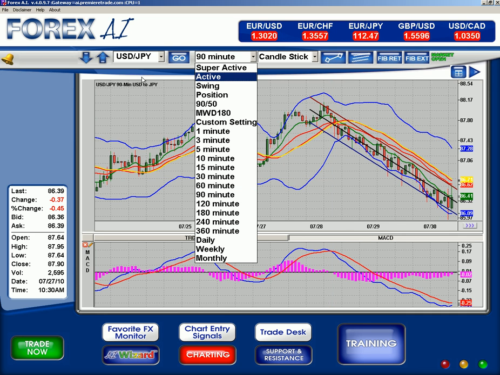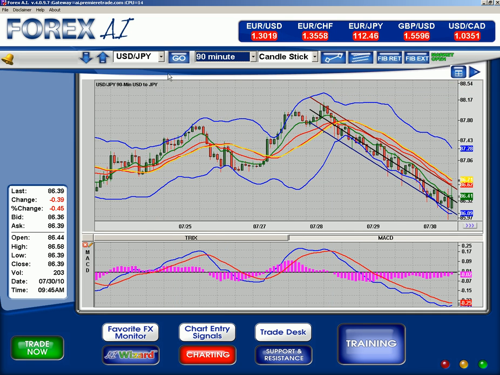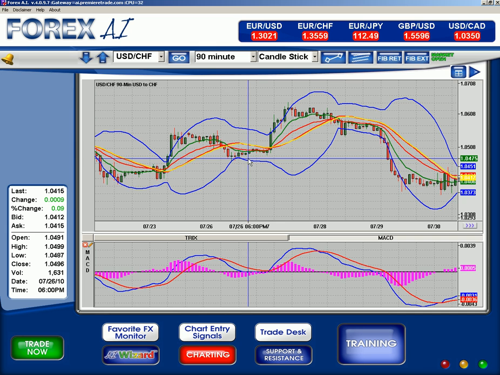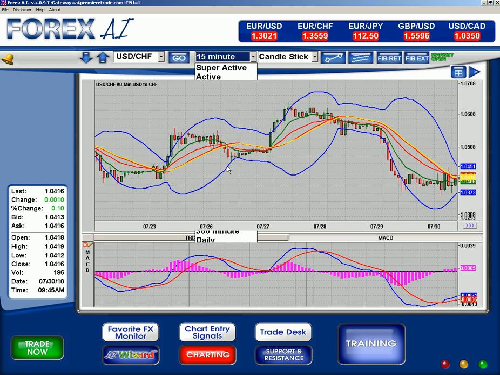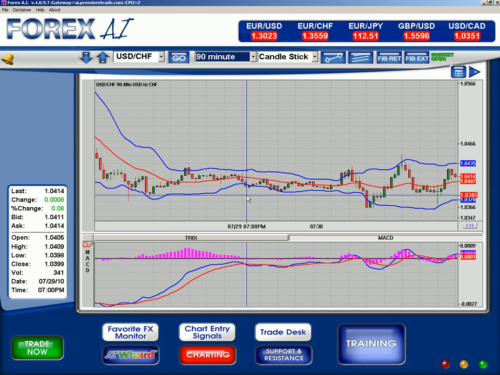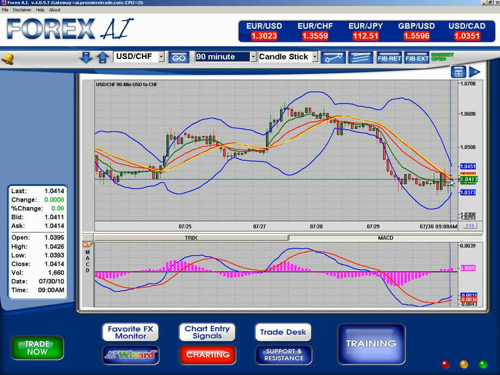Taking a look at the next pair on the list, we're going to look at the US dollar Swissy. What we're looking for on this one is a breakout. As we take a look on the 15-minute chart, you can clearly see that this has been just kind of running to the right. It is in a range right now, and we're looking for it to break out of this so that we can get a continuation of the move or a reversal. At this point, we're right on the cusp, so it could go either way on this one.